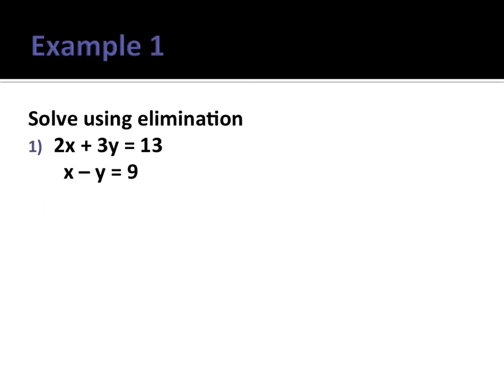All right, so solve using elimination. The first thing we want to do is make sure the x's are in a line, the y's are in a line, and the constants are. It's already done for us, right? Now I want to see if, when I add these, a variable will cancel out. Will it? No, so I have to change one or both of them. How could I do that? I could multiply both equations by -2. That's one option. What's another option?